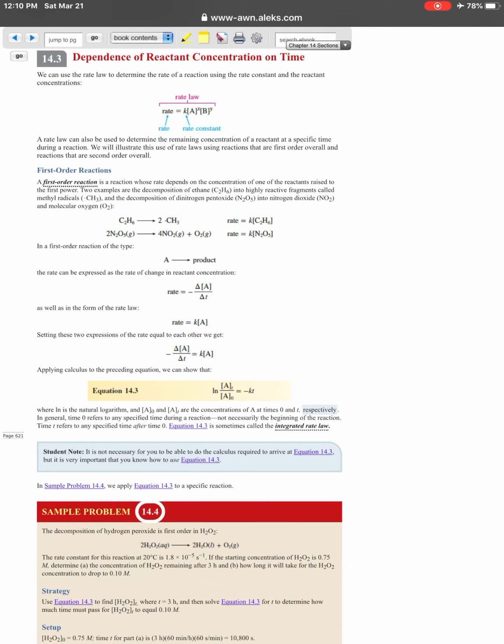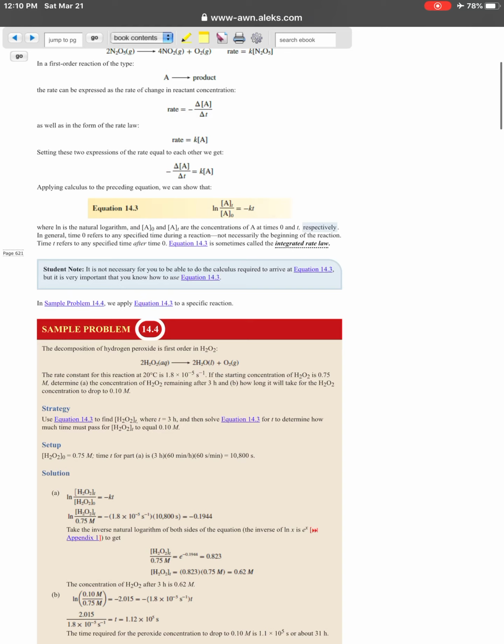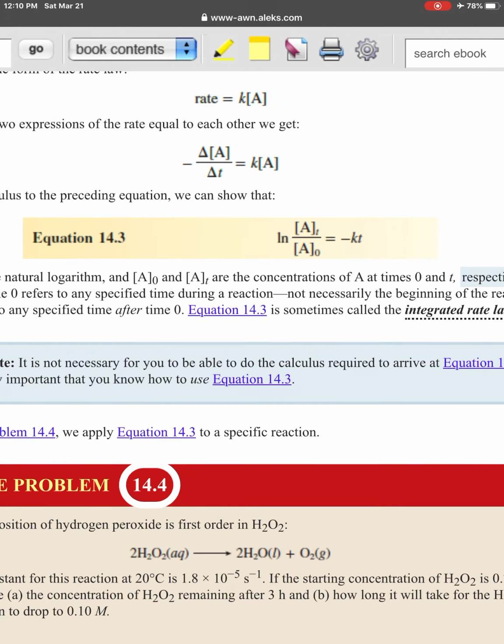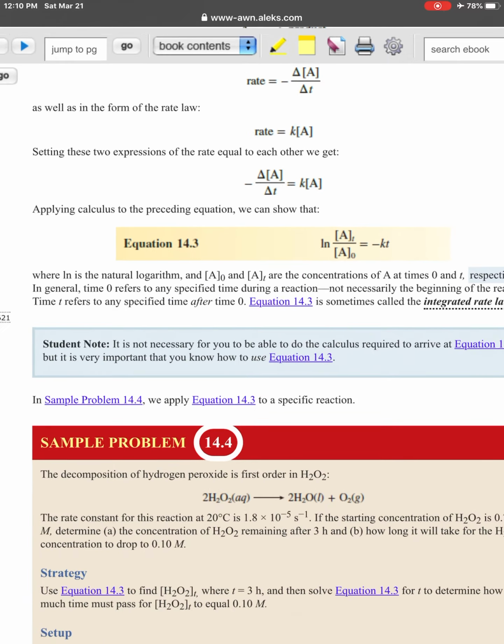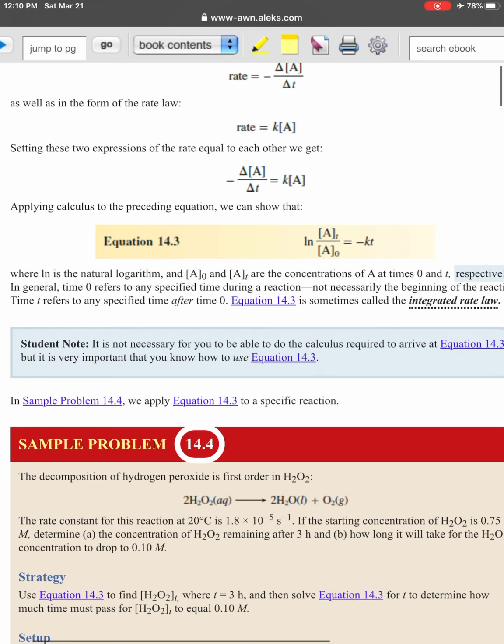That's from section 2. Setting these two expressions of the rate equal to each other, we get minus change in concentration of A over change in time equals k times the concentration of A. Let me expand that a little bit so you can see it. Calculus. Applying calculus to the preceding equation, we can show that, equation 14.3, the natural log of the ratio, concentration of A at time t divided by concentration of A0, equals minus kt.